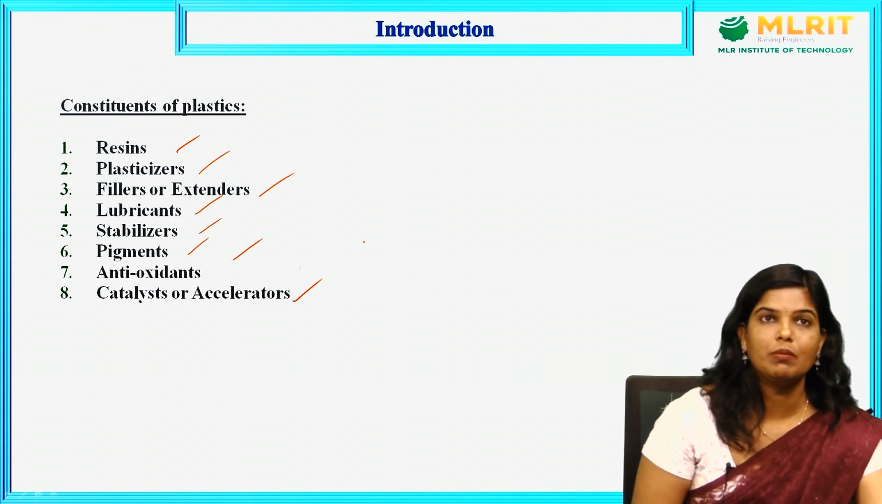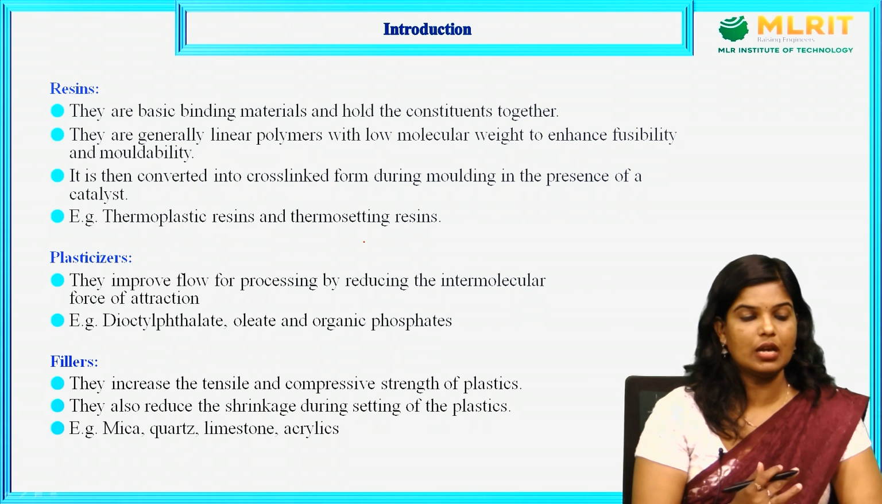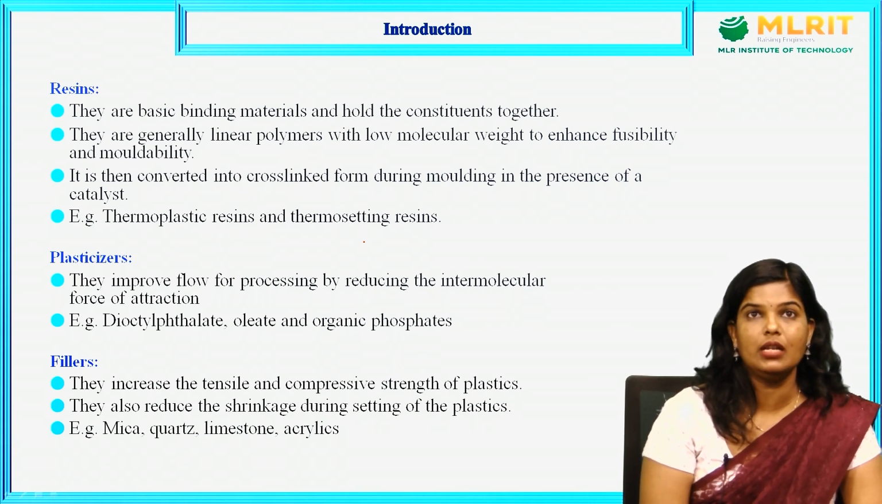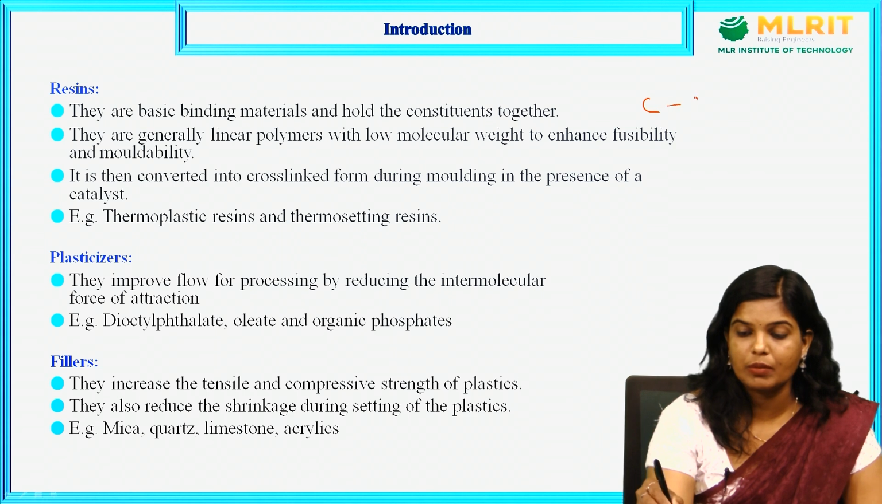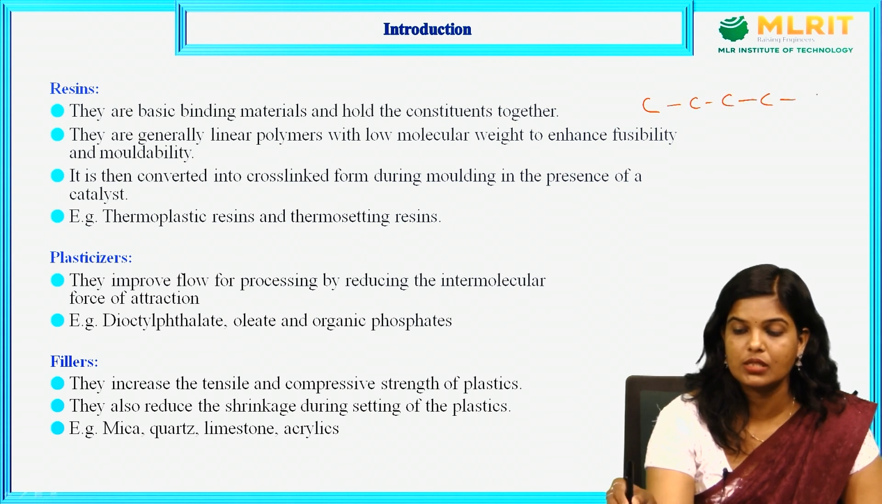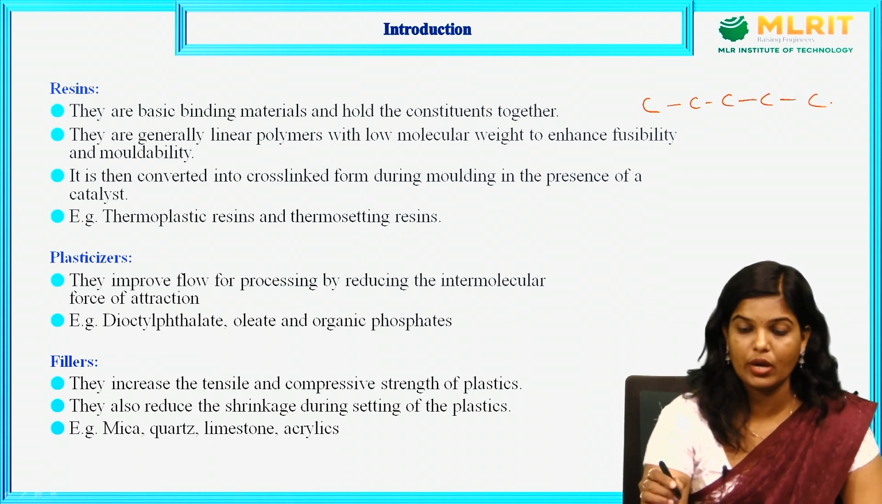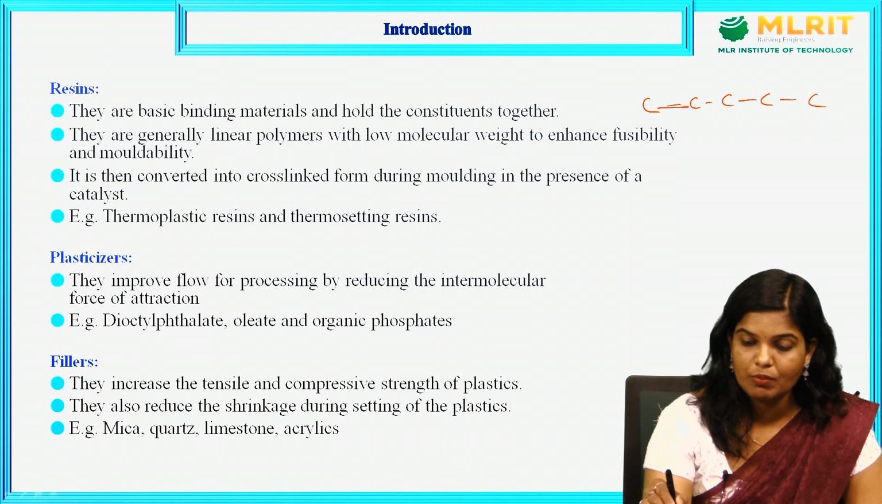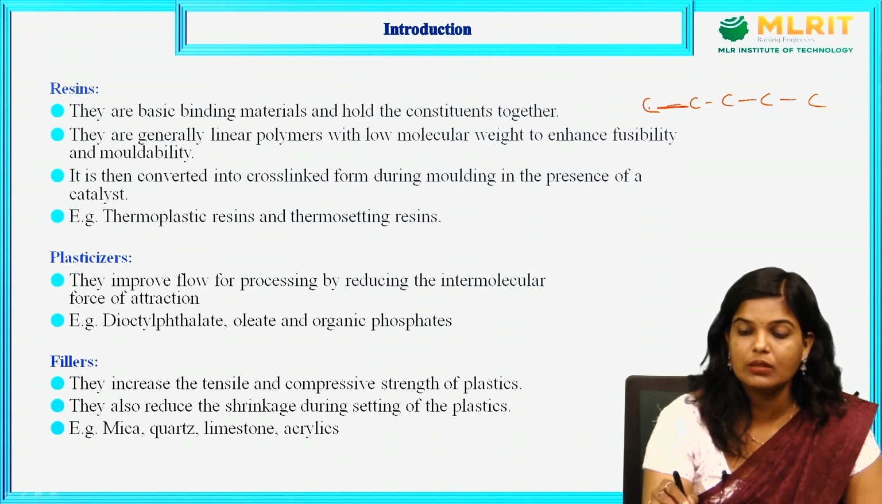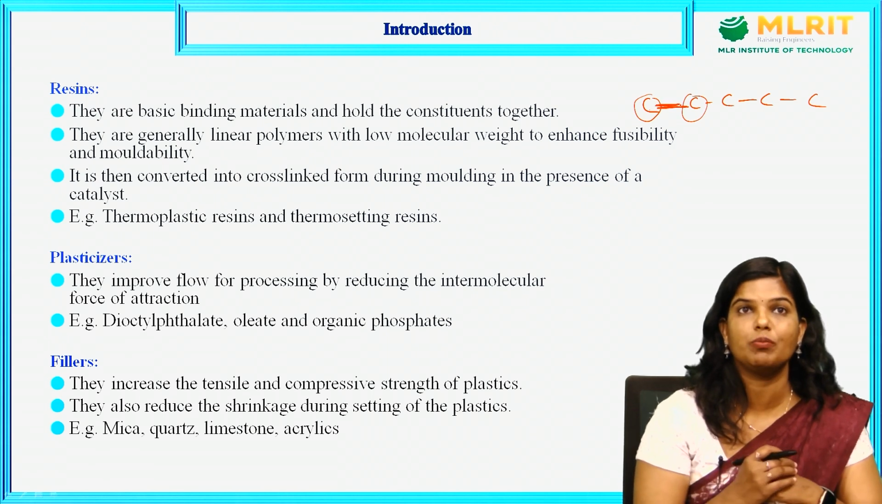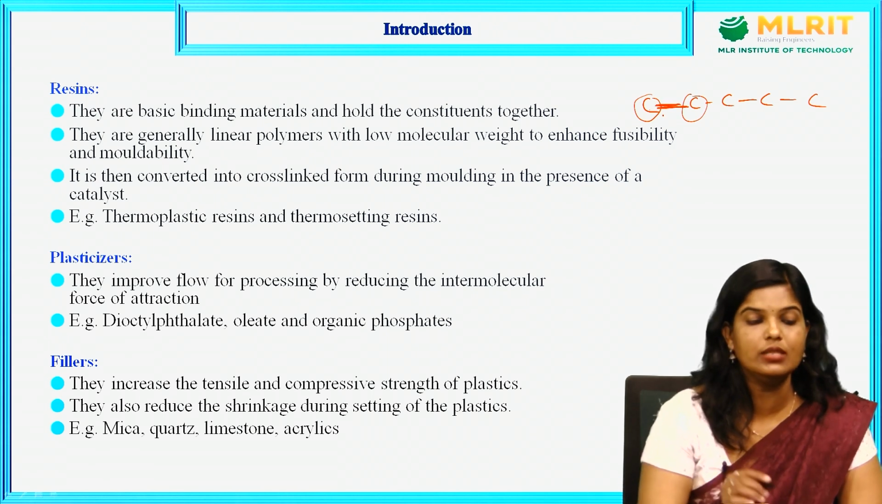Now what do you mean by a resin? Resins are the basic binding material which holds the constituents together. If a plastic material has this hydrocarbon bonding, some material has to be added along with one monomer and the other monomer so that they bind together. That bonding should be very strong. That material is known as resin.